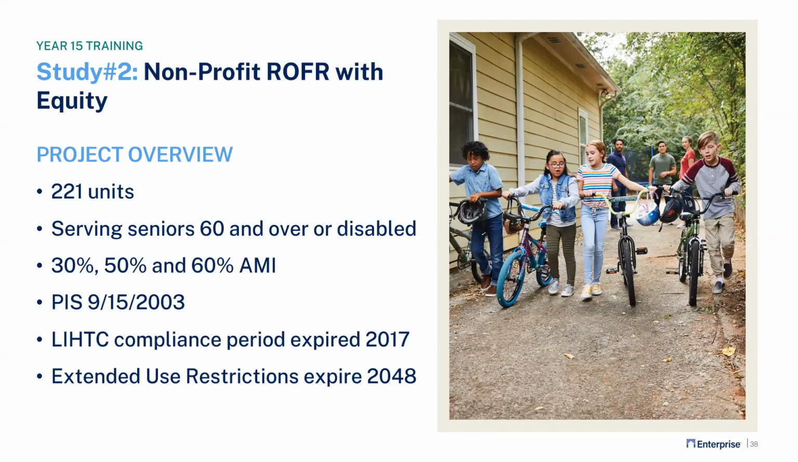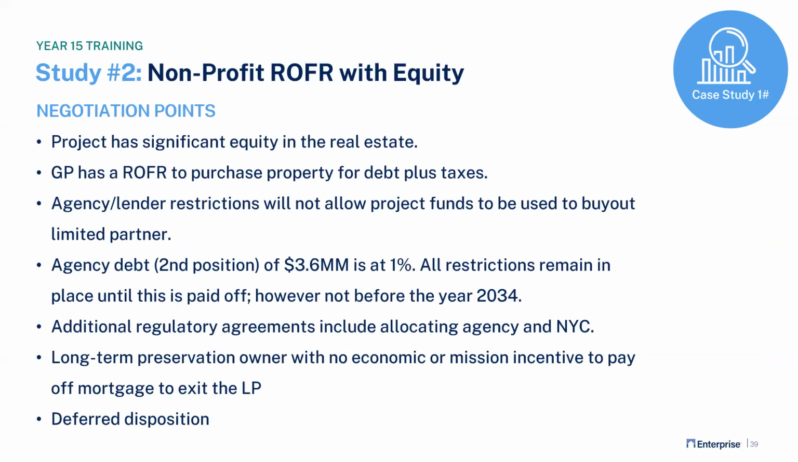Now, this property does well, but there were some significant negotiation points that we had to work through, and it's part of the reason it took a few years to get out. There's a lot of equity, so they could refinance and recapitalize the project that way, but they have a right of first refusal to buy the real estate for debt plus taxes. The agencies that are involved have very strongly worded documents that restrict how funds can be used, and they're very upfront and forthright with the fact that, hey, they can't go to buy out the limited partner. So the partnership resources could not be used to buy out the limited partner.